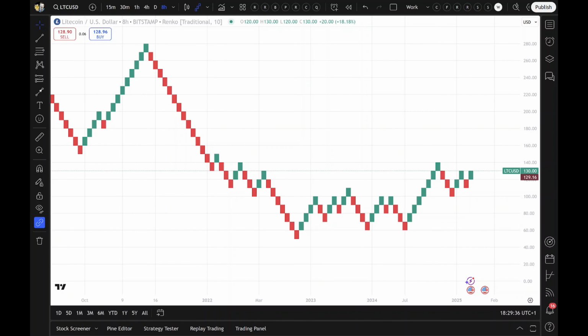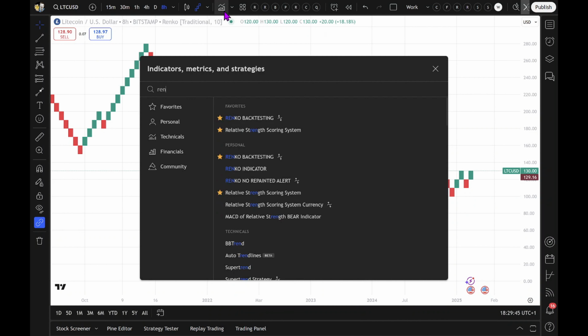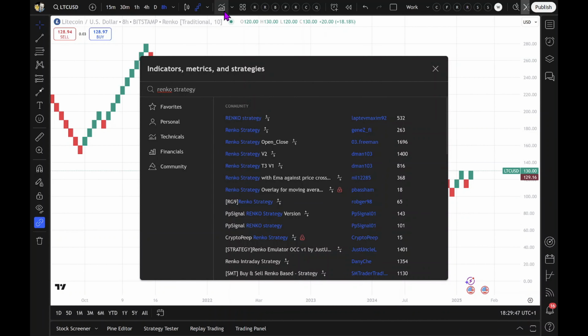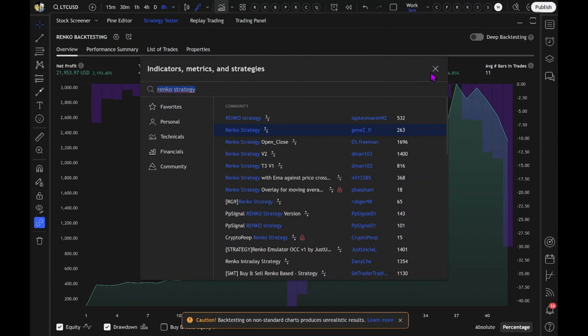We have here our classic Renko chart. If we want to backtest the each reversal strategy, we will go to the Indicator tab. And we will type Renko Strategy. We see that there are several scripts from the community, and mine corresponds to this one, where my name appears here. We click on it, and the Strategy Tester tab opened up.